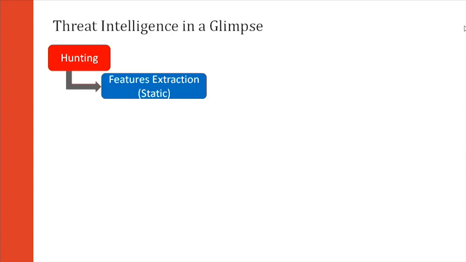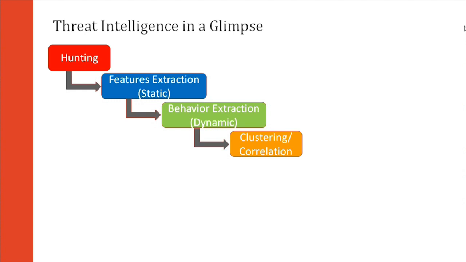Okay? The second step is once you have the hunting, now you need to extract features. We're going to talk about what those features are, which are static features. Once you have the features, you need to extract the behavior, what it is doing. It is downloading from the internet, it is stealing your credentials from the box. You need to extract those features also, which is called dynamic extraction.